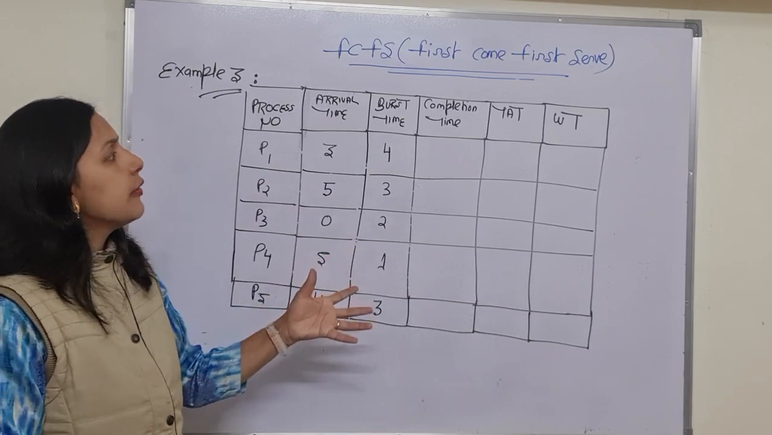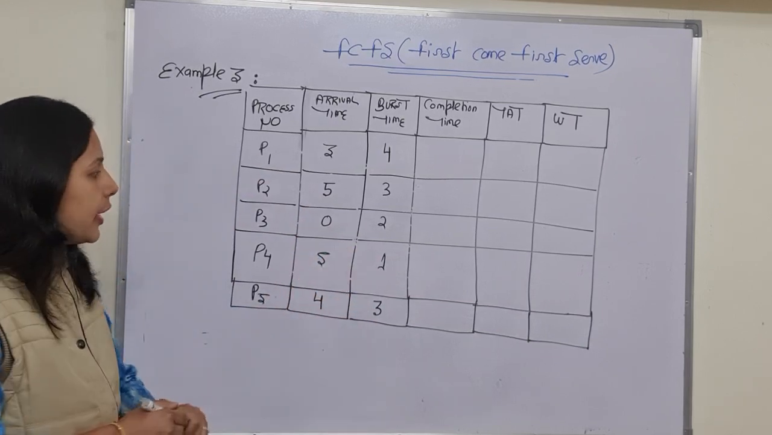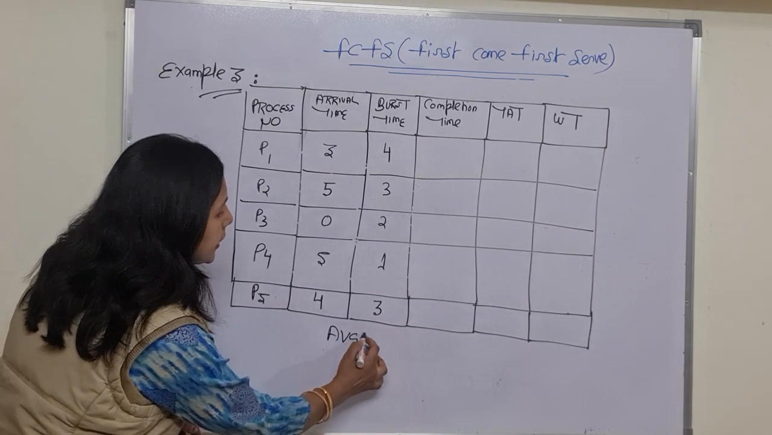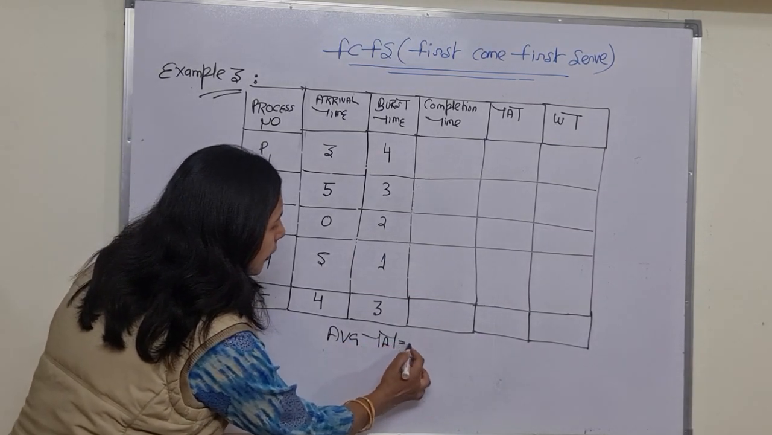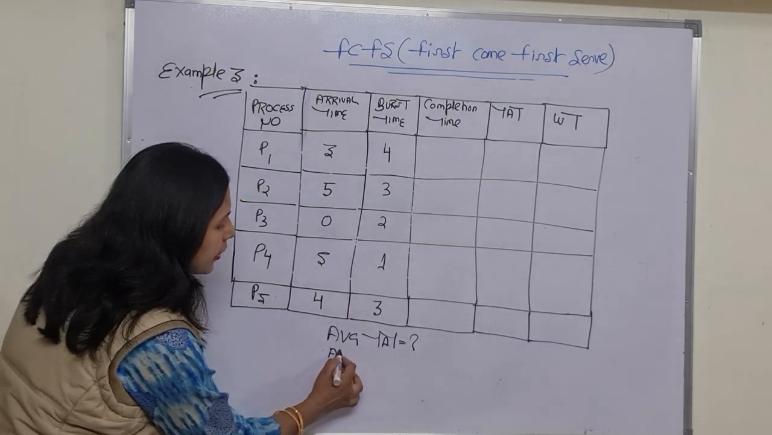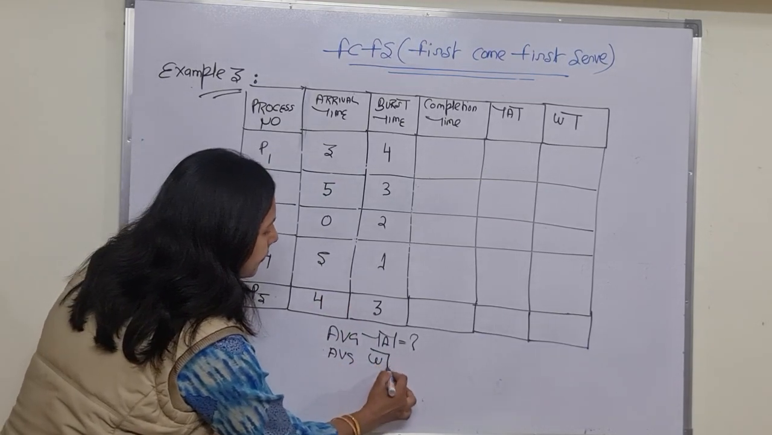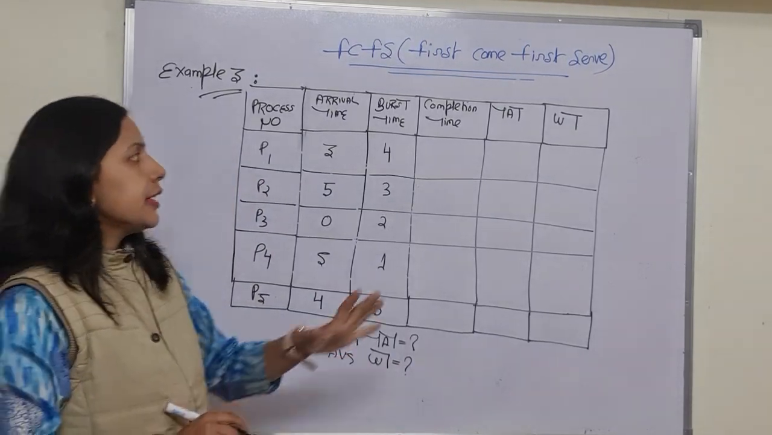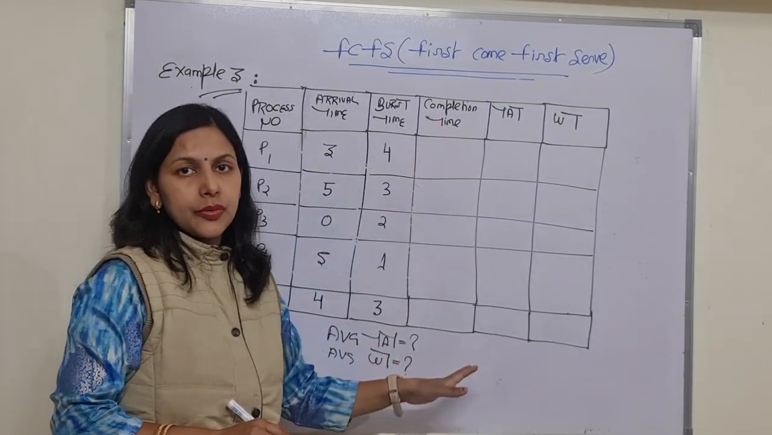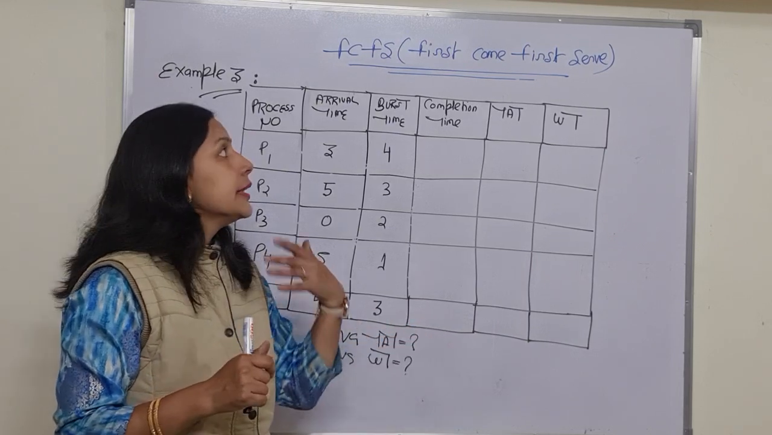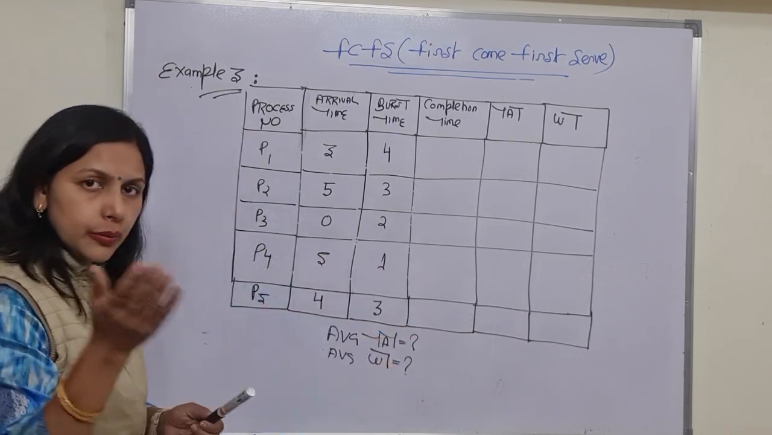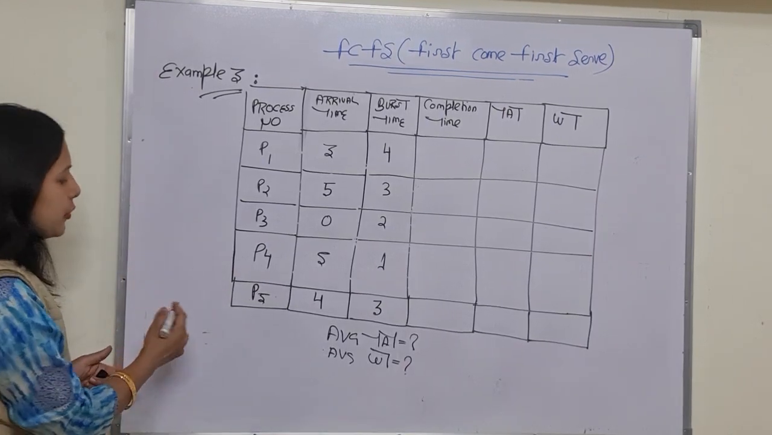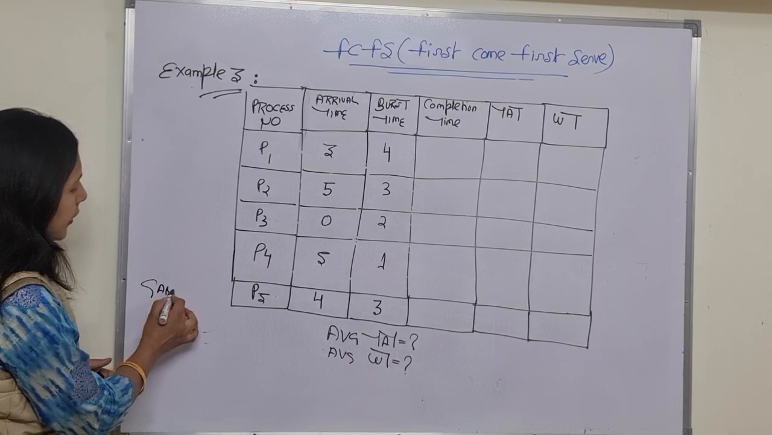Now what you have to find out? You have to find out the average turnaround time, then the average waiting time, right? First of all, to find out the completion time, we must draw the Gantt chart, right? So the question arises: how to draw the Gantt chart?